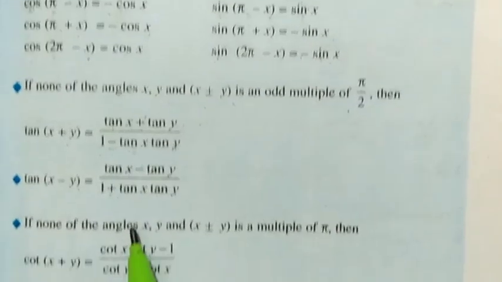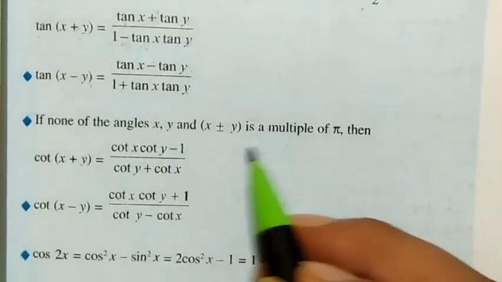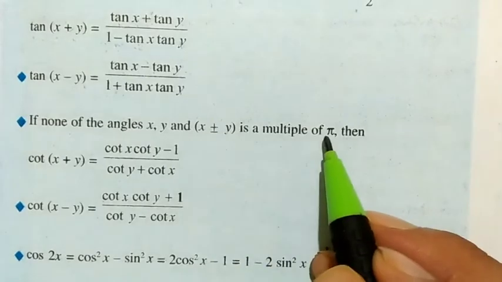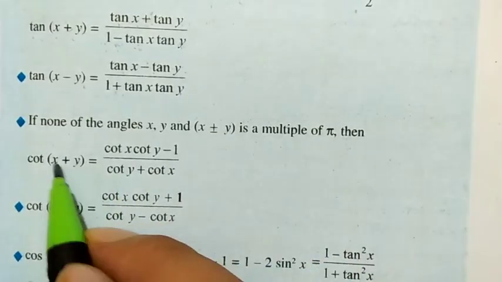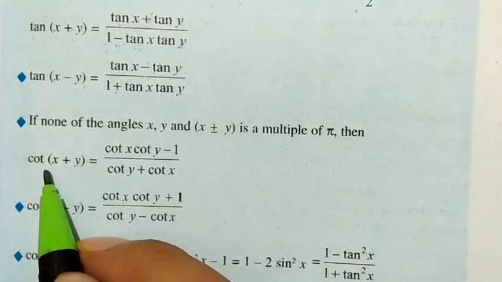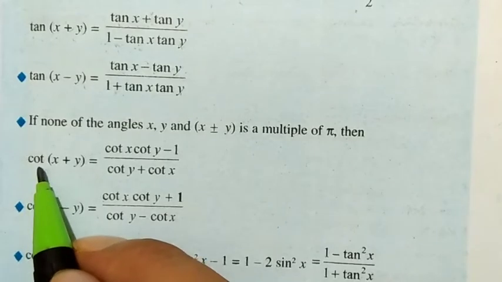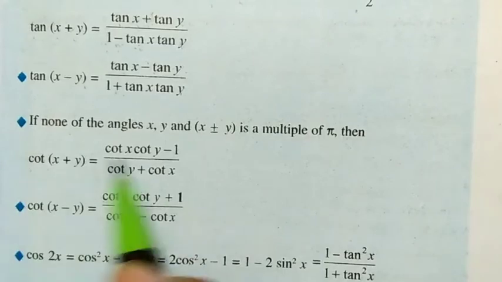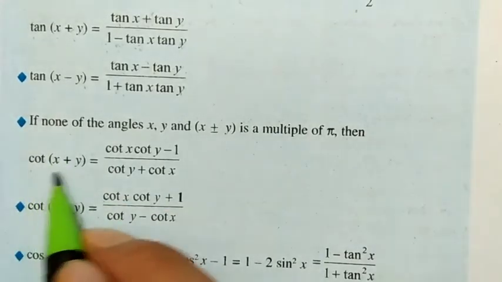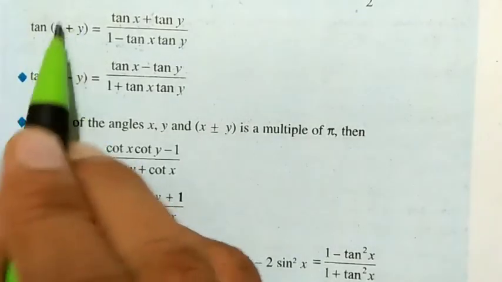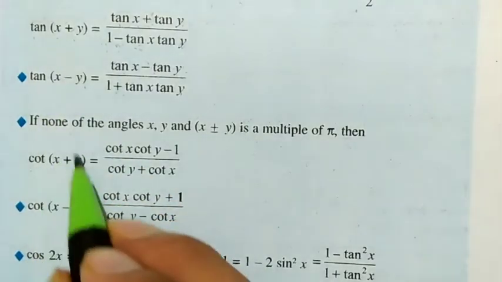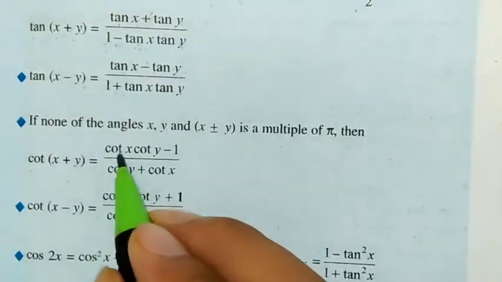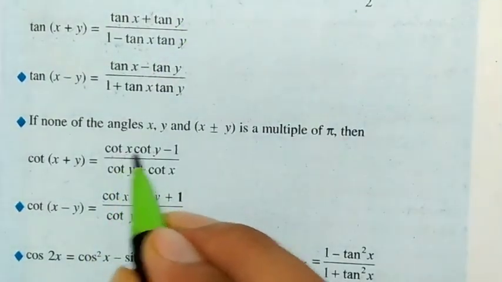If none of the angles x, y and x plus minus y is a multiple of pi, means it's not pi, 2 pi, 3 pi, because at multiples of pi, the cot is not defined. So now the formula for cot: you can remember the cot with the tan of x plus y, and just change this in numerator and denominator. So this becomes cot y cot x minus 1.